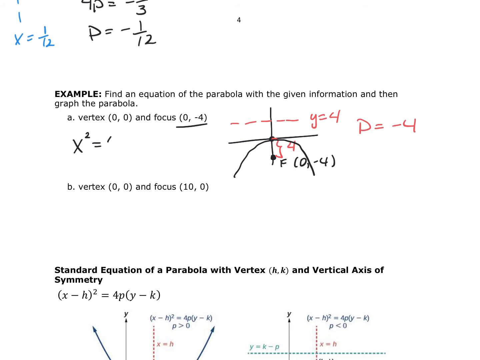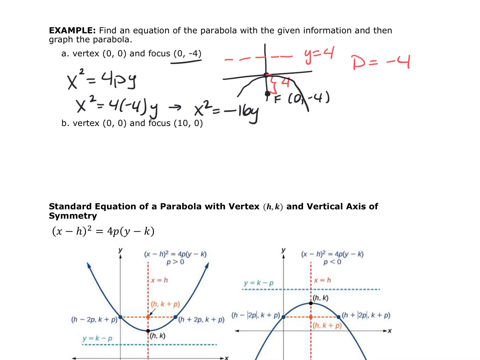Now it'd be x squared equals 4py. Now I know what p is. P happens to be negative 4, so I have x squared is equal to 4 times negative 4y, which tells me my equation is x squared is equal to negative 16y. And let me just clean that up, it's really hard to see. So this is equal to negative 16y.